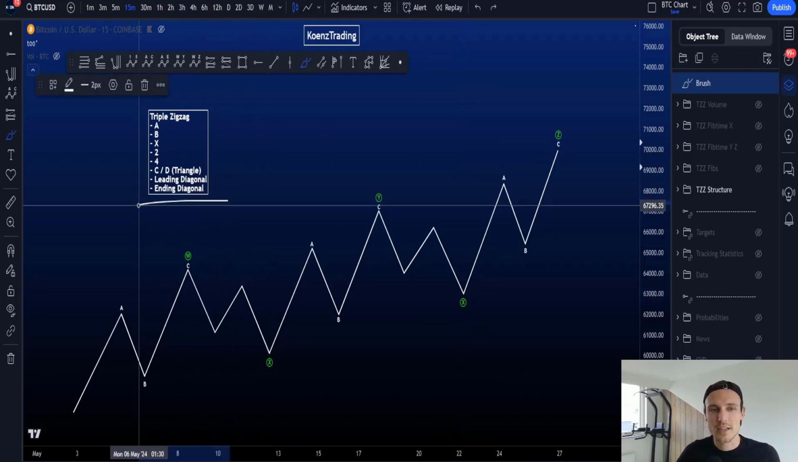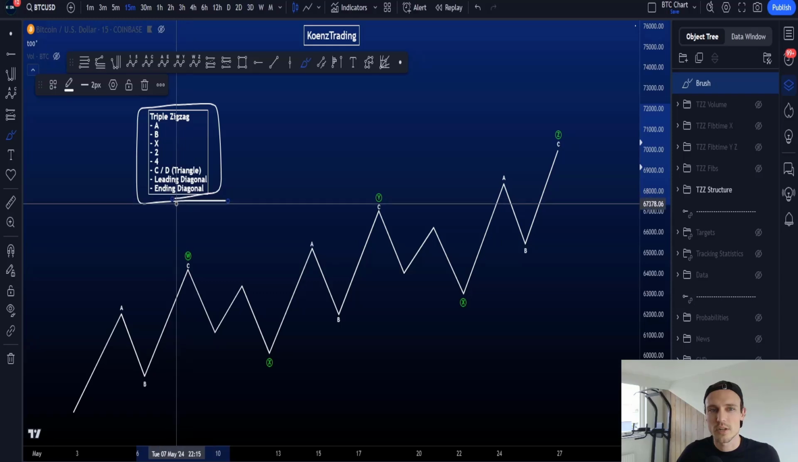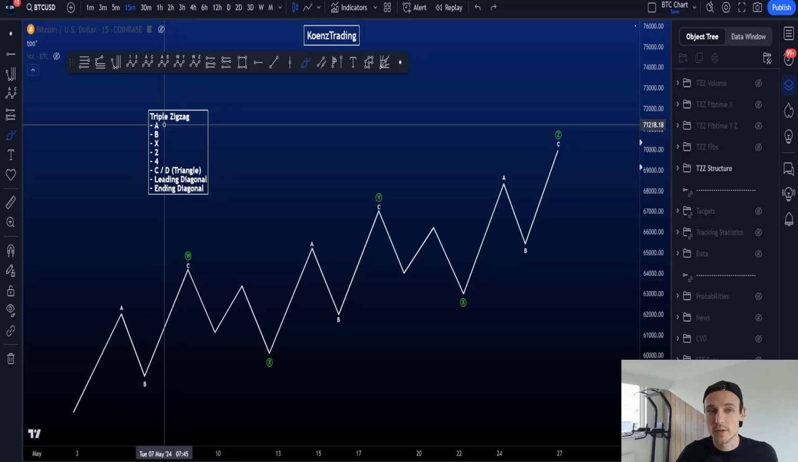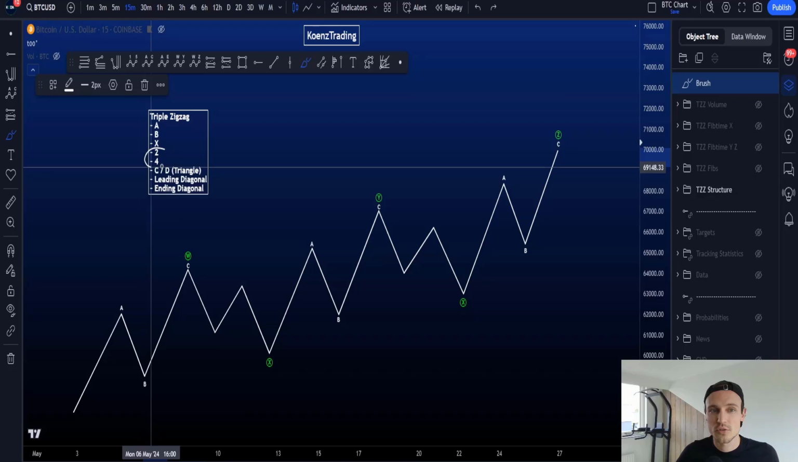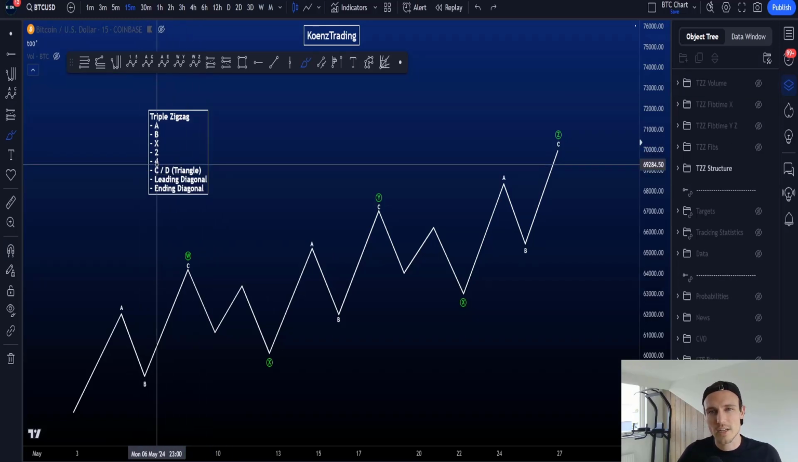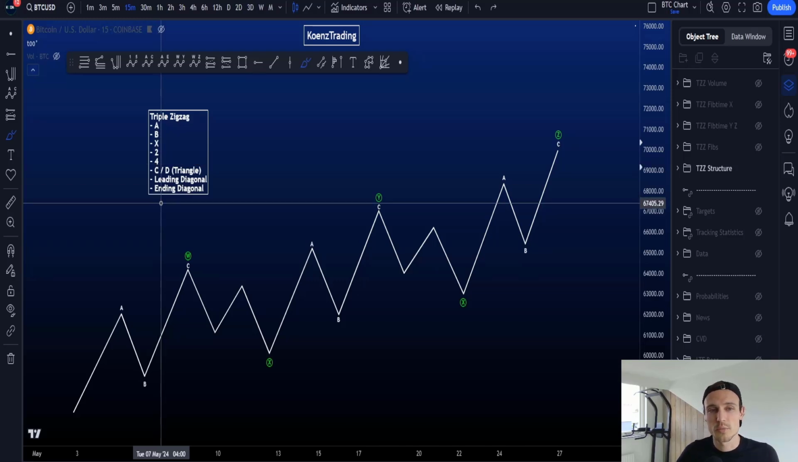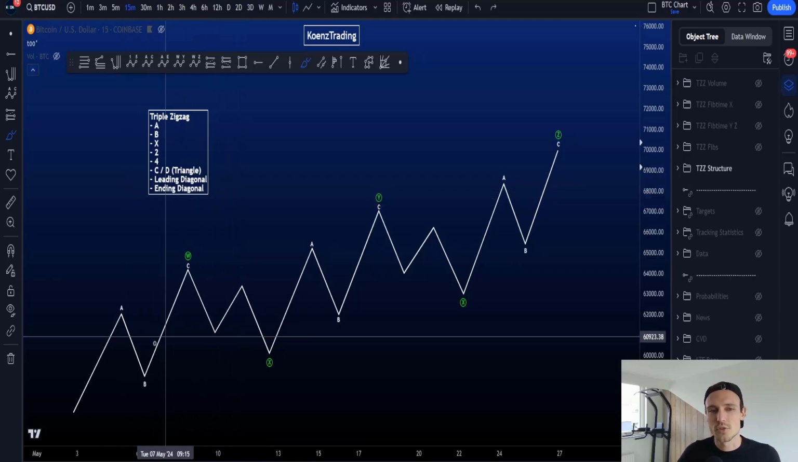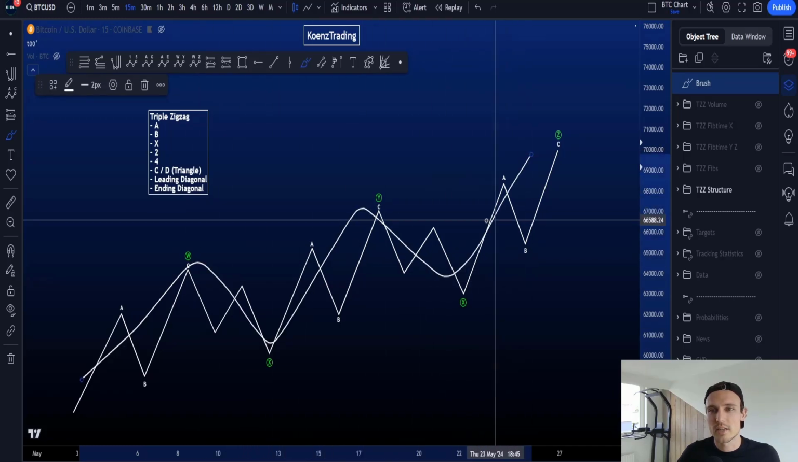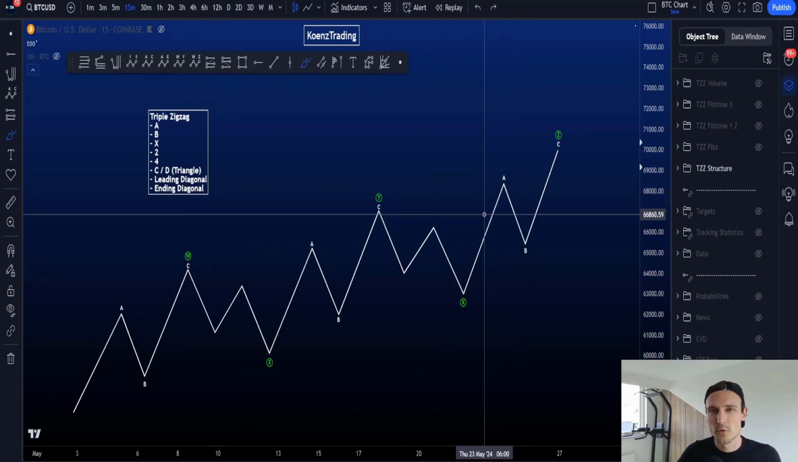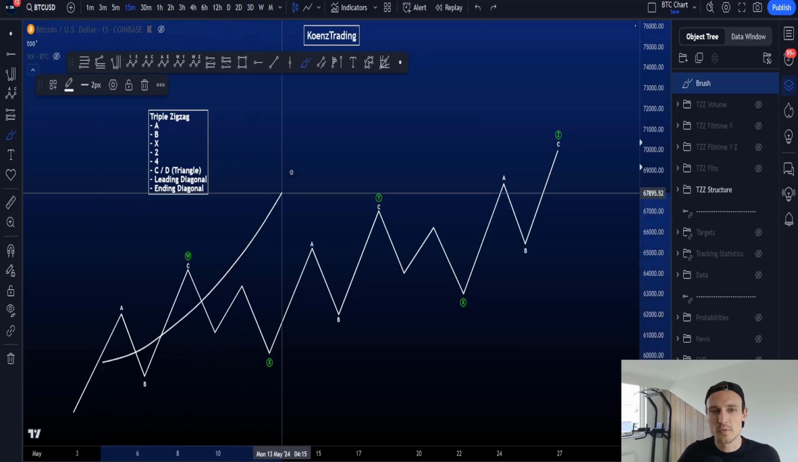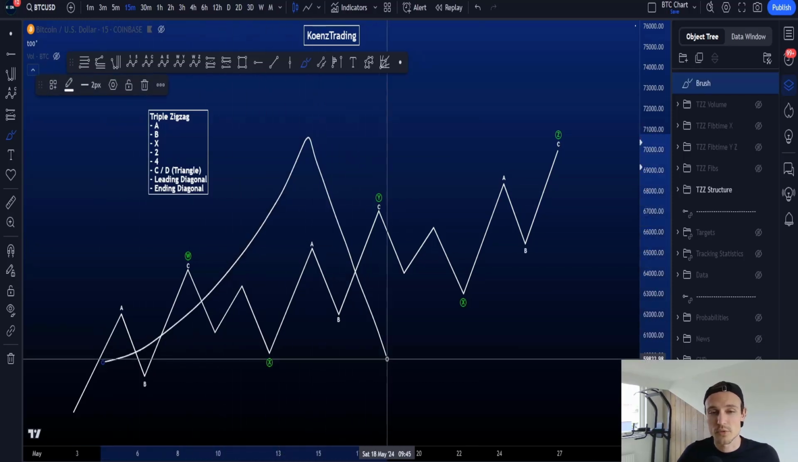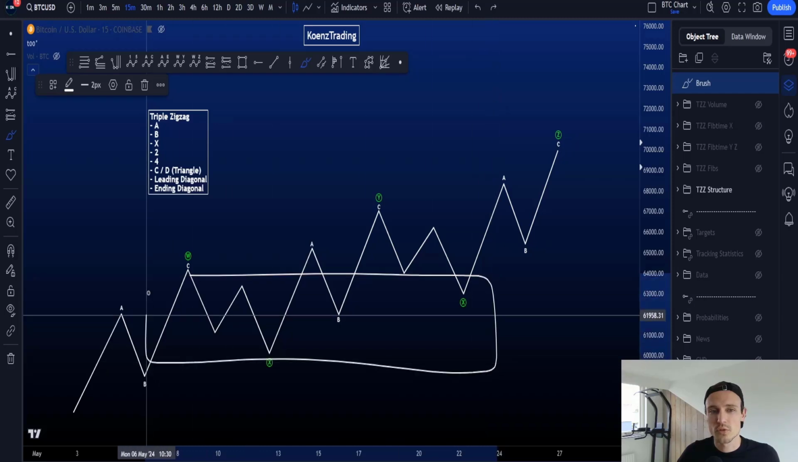A triple zigzag can appear in any of the structures that are written in the box over here: wave A of a flat structure, wave B, X, 2, 4, then wave C or D of a triangle, because wave C or D has a higher probability of being a more complex zigzag structure like a double or triple zigzag, and the subwaves of a leading or ending diagonal. It's also good to know that a triple zigzag WXY is a sharp corrective movement where you expect price to move either up or down sharply, compared to a more horizontal corrective structure.